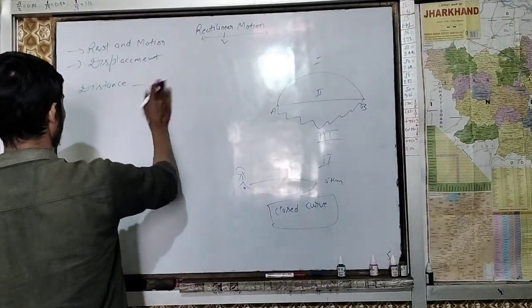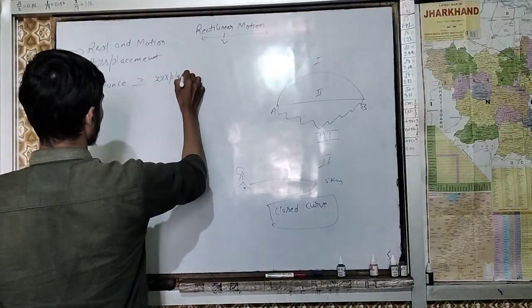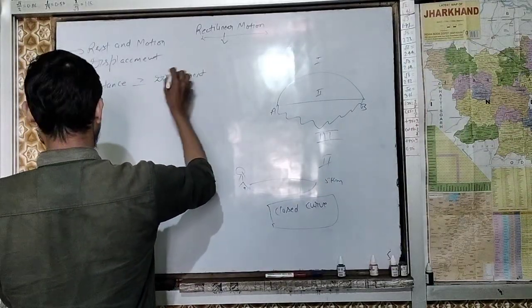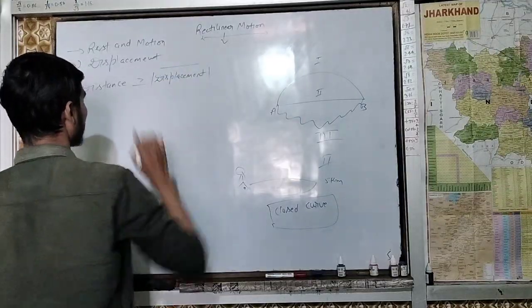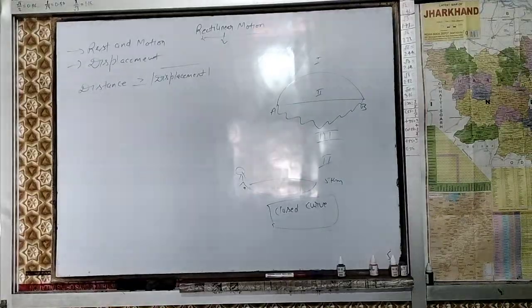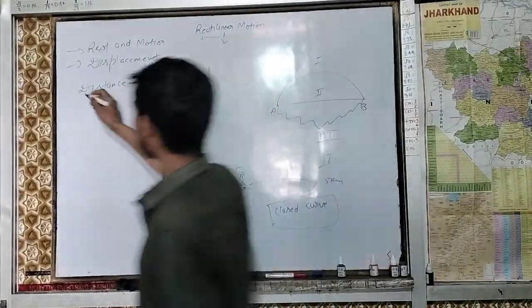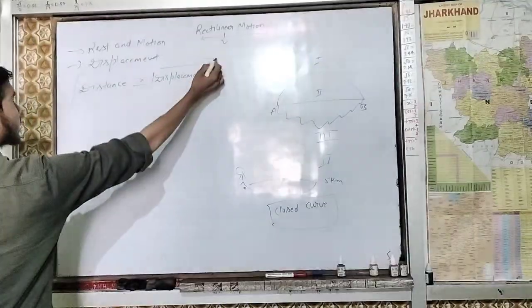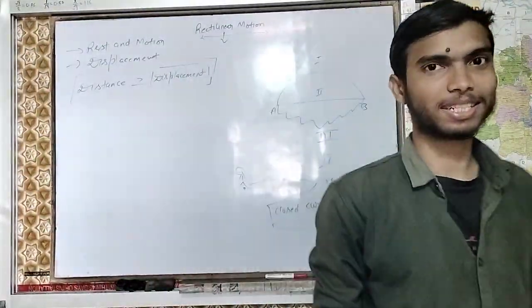Relation between distance and displacement. Here I am applying this mode, and this is a magnitude, or you can say direction. Try to understand. What is it explaining? This is saying distance can be equal to displacement.